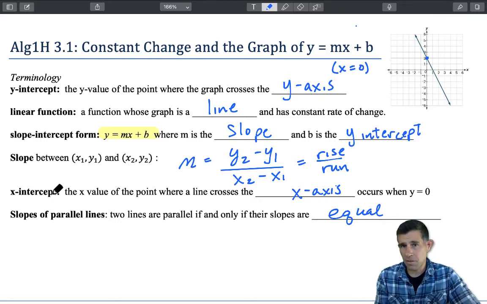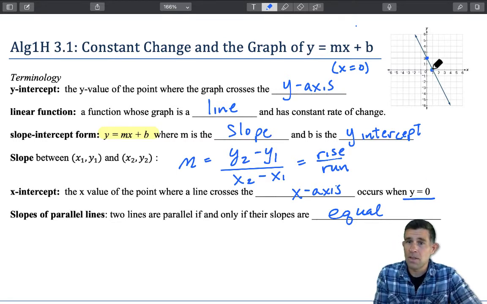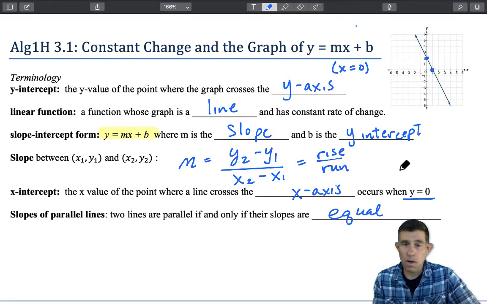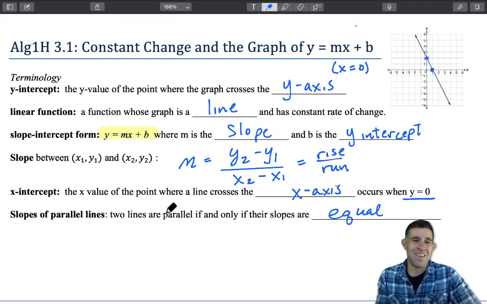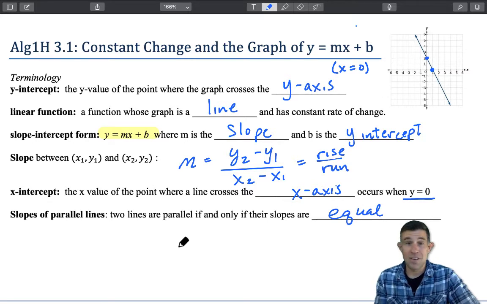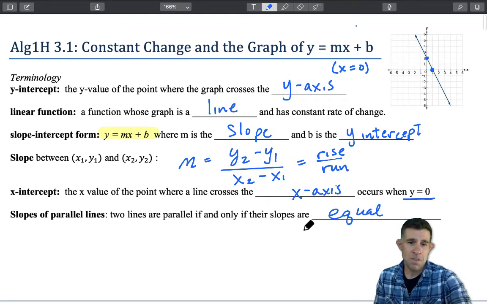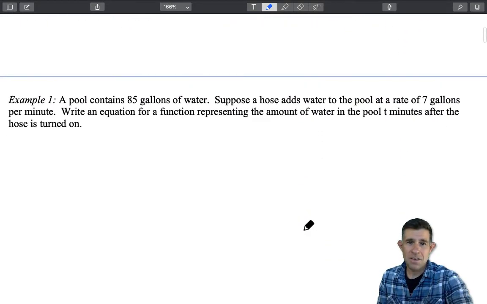Next up, we have the x-intercept. That's the point where that line crosses the x-axis. Now, you'll also note that this is where y is equal to 0. So up here in our graph, we can see that our x-intercept here is where x is equal to 1. Finally, let's talk about the slopes of parallel lines. You guys learned last year in geometry that parallel lines have the same slope. They'll never intersect. All right, jumping into today's examples.